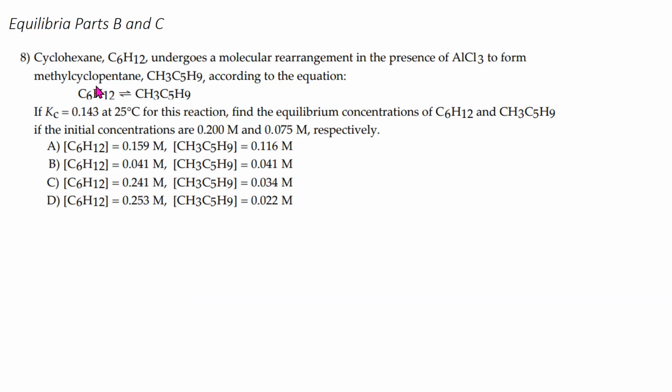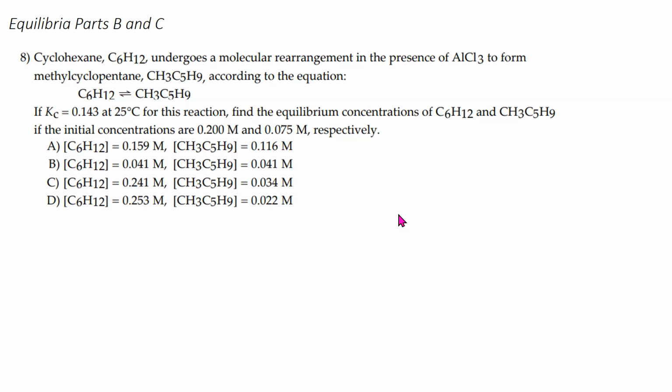Okay, question 8. So we've got cyclohexane, and it undergoes a molecular rearrangement in the presence of the aluminum trichloride to form methyl cyclopentane, according to this equation here. And they've given us the K, so they've given us the equilibrium constant, and they want us to find the equilibrium concentrations if the initial concentrations are 0.2 and 0.075, and so these correspond to these concentrations here.